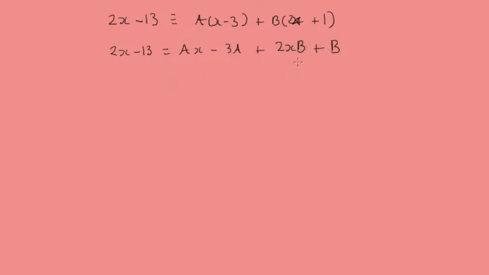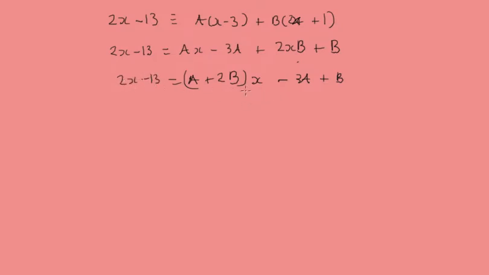So we can equate coefficients. So here we're going to have a plus 2b x minus 3a plus b, and we've got 2x minus 13.